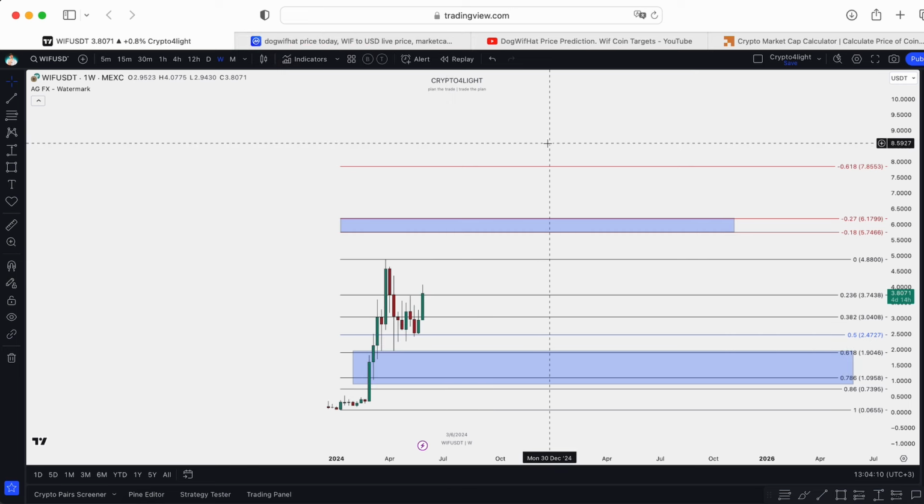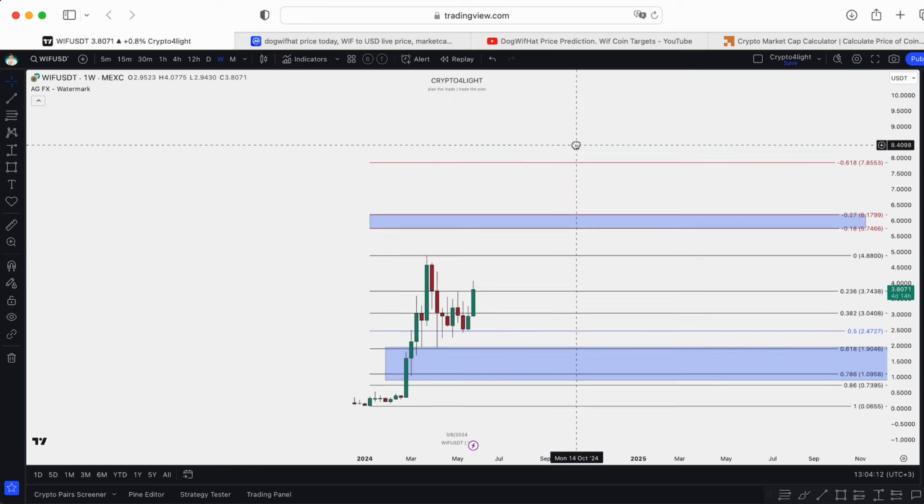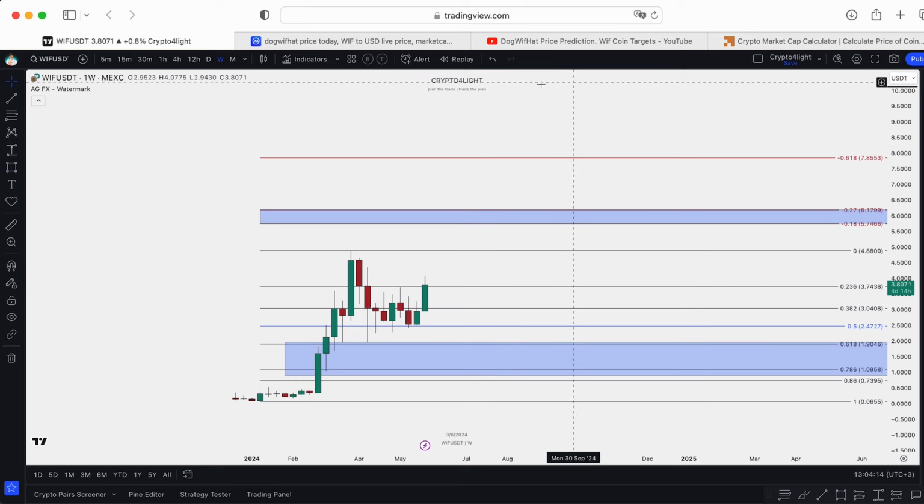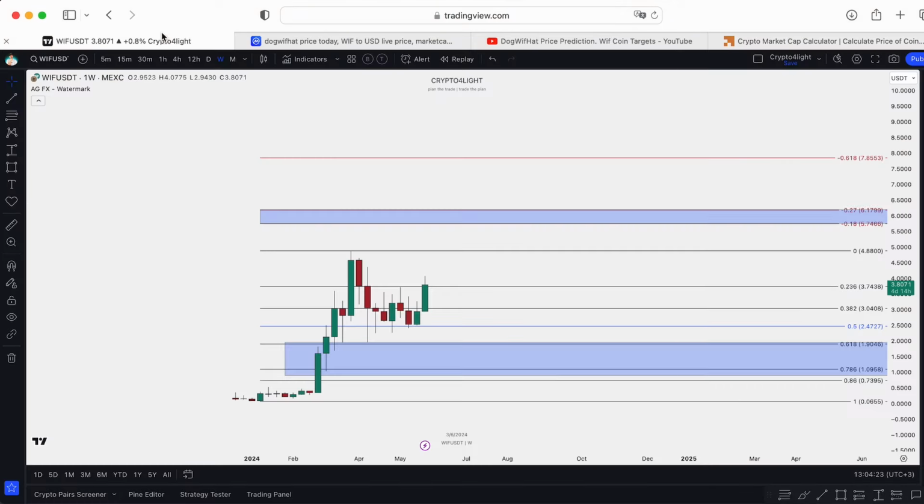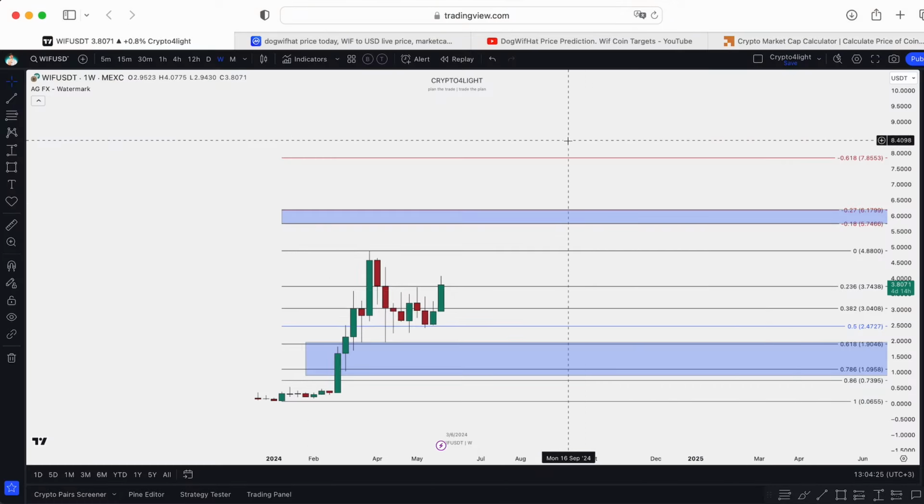10 billion market cap, 20 billion market cap, we can't know. That's why we work only with possibilities. So I showed you this one. It's a more than real target for DogWifHat. So 8 billion market cap, around $8, it's more than okay to see.